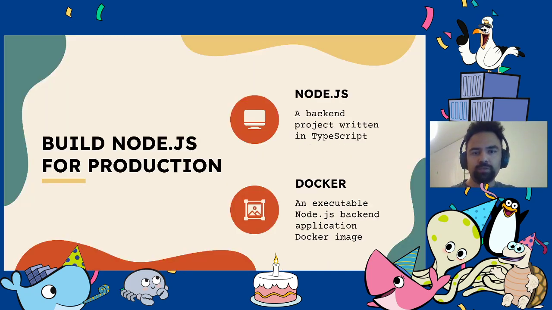Today's presentation will be about Node.js and Docker basically. We have a Node.js project backend written in TypeScript. We want to create a Docker image that has this Node.js executable, and we want to have this image in production. So the image should be production ready. We're going to talk about how we have to build this image through a CI/CD pipeline.